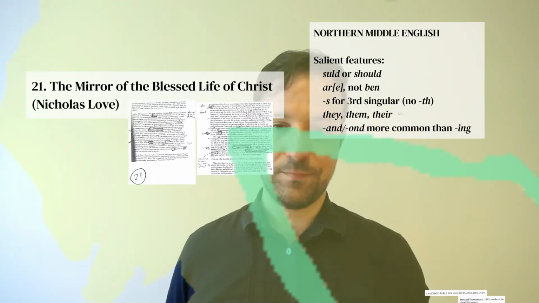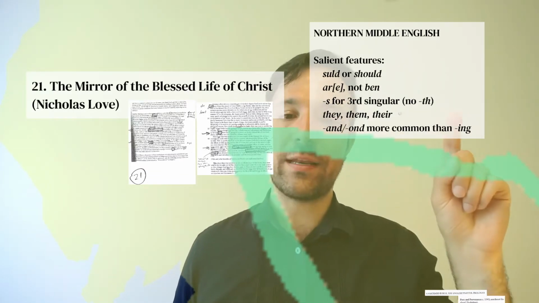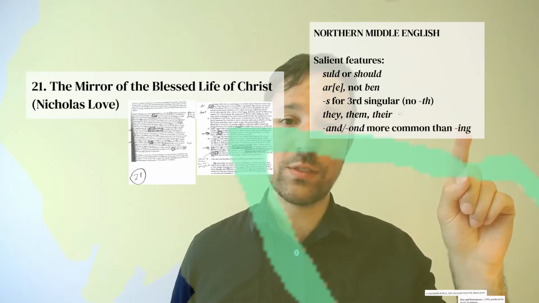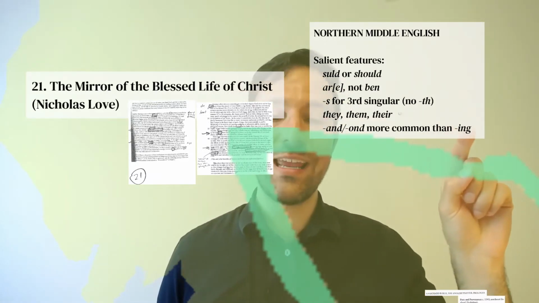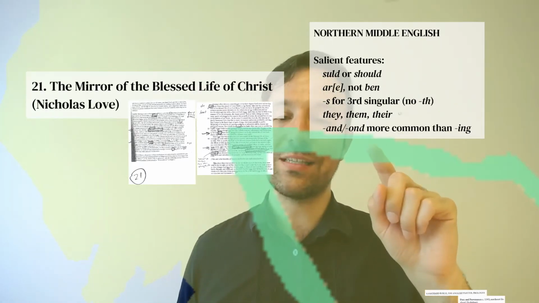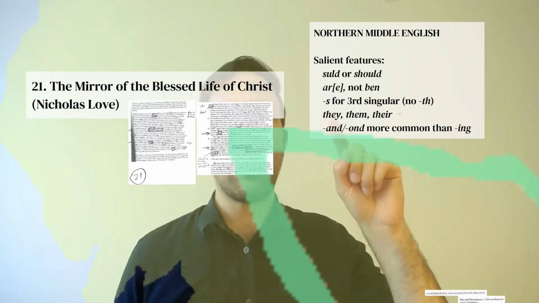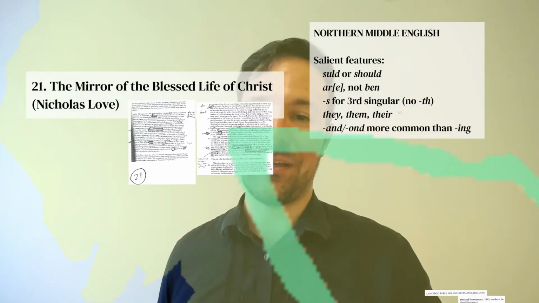You'll also see and and ond as endings that can be variants on what we would say with words as ing, right? So swimming as opposed to swimand or swimond, praying or prayand, prayond. You'll see the and and ond versions primarily in the North. They're more common in the North than ing. So those are salient features of Northern Middle English.